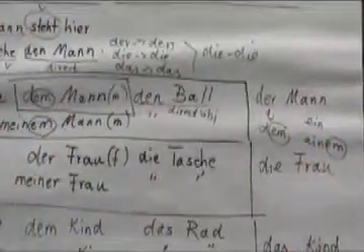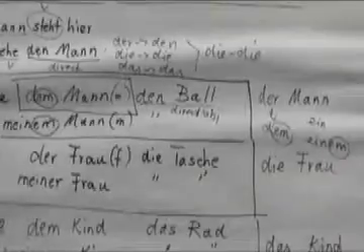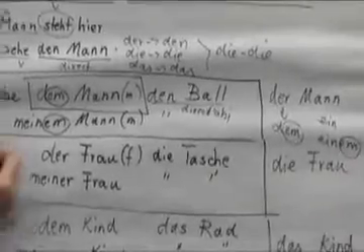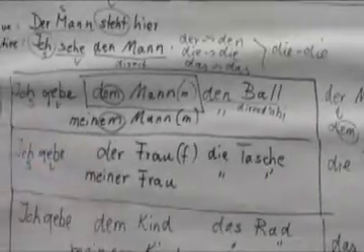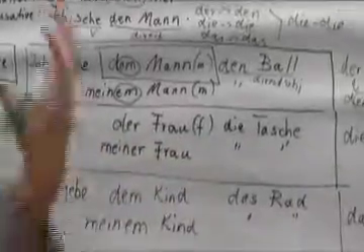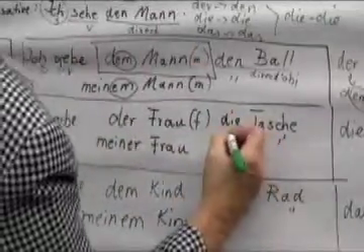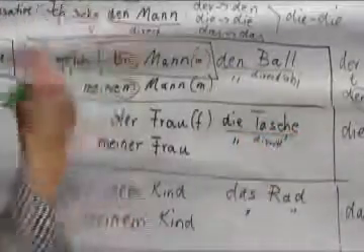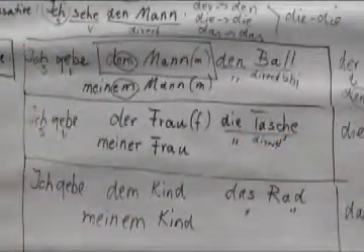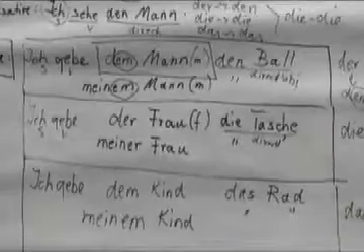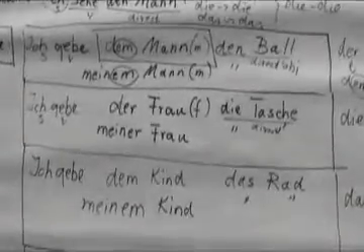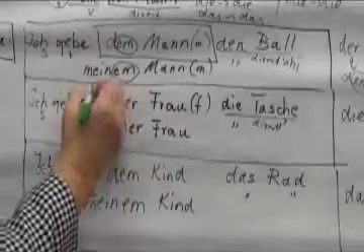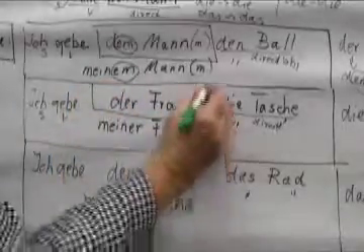Alright, now let's see what happens when we give the bag to the woman. Again, ich, subject, gebe, verb. What do I give? The bag, right? So the bag is our direct object. And now we are introducing another person. To whom am I giving the bag? To the woman. So to the woman becomes our indirect object.